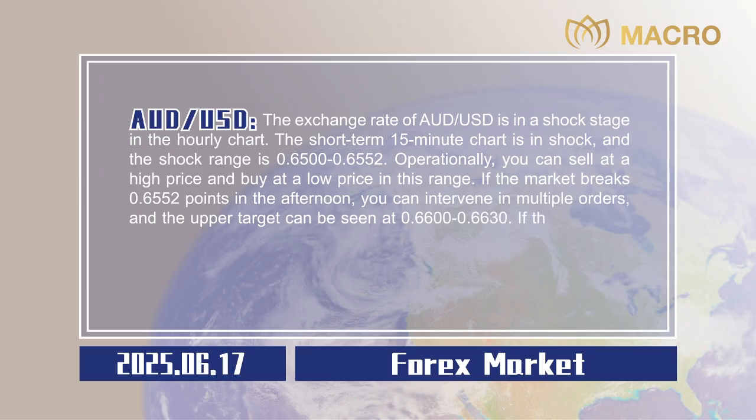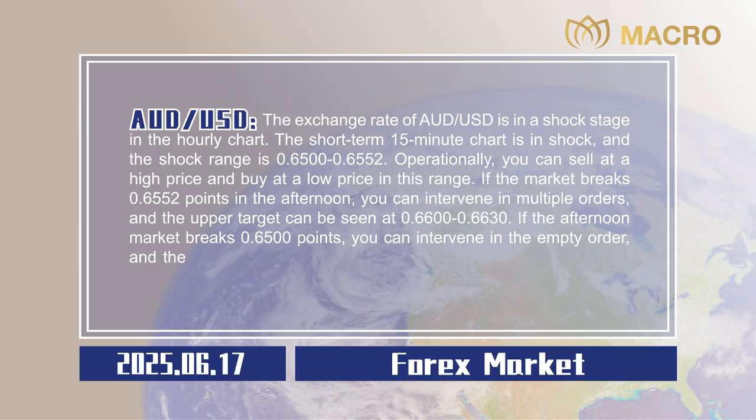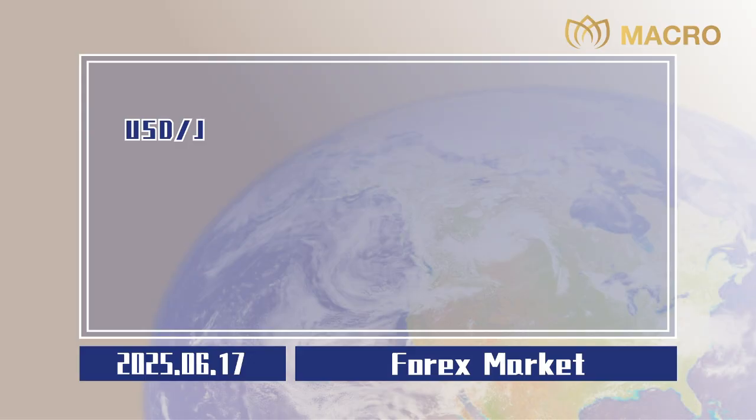If the afternoon market breaks 0.6500 points, you can intervene in the empty order, and the target below can be 0.6450 to 0.6400. Stop losses are all 20 points, 0.0020. US dollar to Japanese yen.